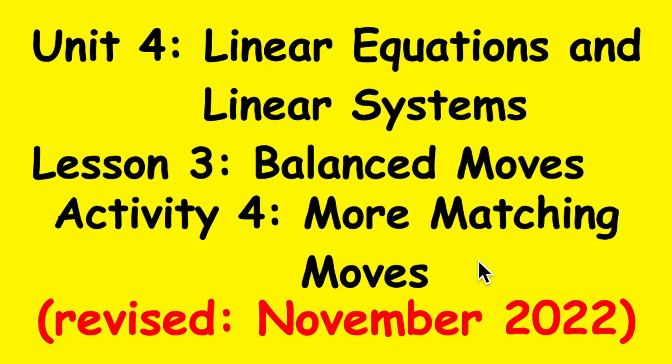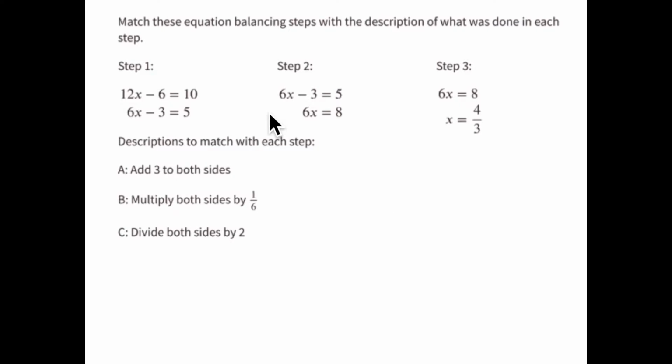This is Activity 4, More Matching Moves from Lesson 3, Balanced Moves, and Unit 4, Linear Equations and Linear Systems. And this is a revision of Activity 4. In this activity, you are to match each step with its corresponding calculation that balances both sides. So this is the beginning equation, and you're going to eventually solve this equation by making a calculation on both sides to get to this equation.